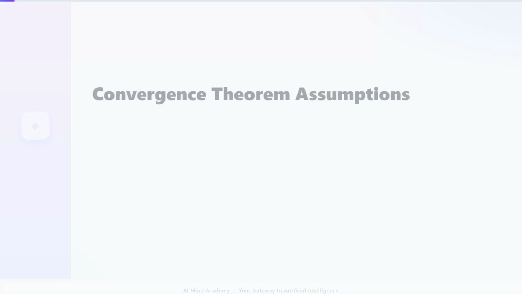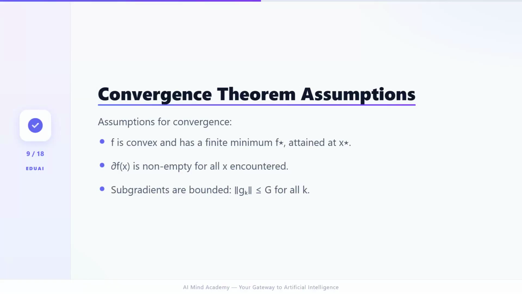For the subgradient method to converge, certain assumptions must hold. First, the objective function f must be convex and possess a finite minimum value f*, which is attained at some point x*. Second, the subdifferential ∂f(x_k) must be non-empty for all x_k encountered during the algorithm's execution. Finally, the subgradients must be bounded in norm, meaning there exists a constant G such that ||g_k|| ≤ G for all iterations k.